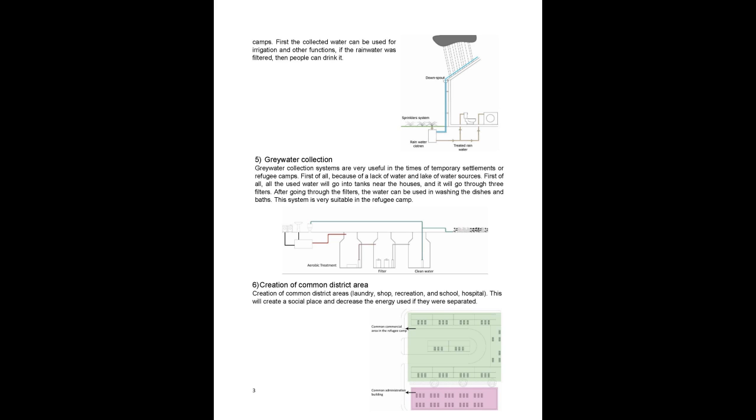Similar to the rain collection, grey water collection: water could be collected from many resources and filtered, and after that it goes for irrigation, or with some special filtration it could be used for human activities. Another important technique that could be used in a refugee campus is the creation of a common district area, such as laundry, shop, commercial, recreational, or school or hospital. This will create a social place and decrease the energy that is used if these functions were separated.